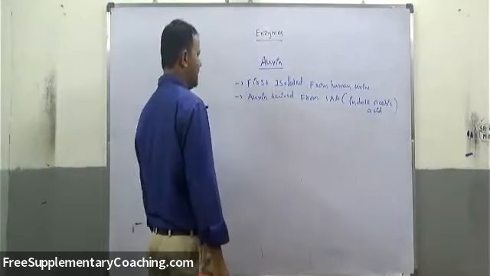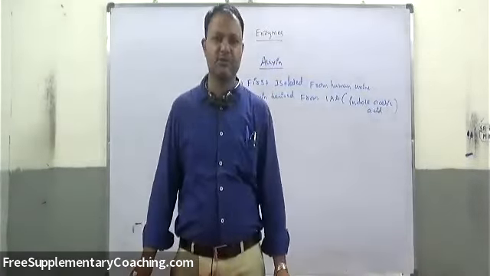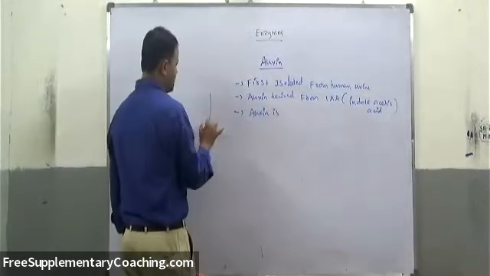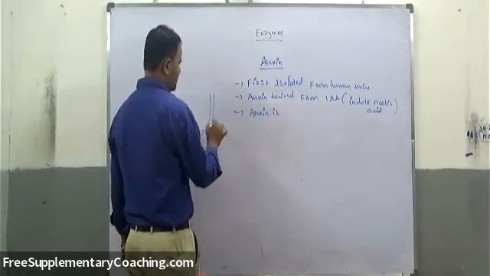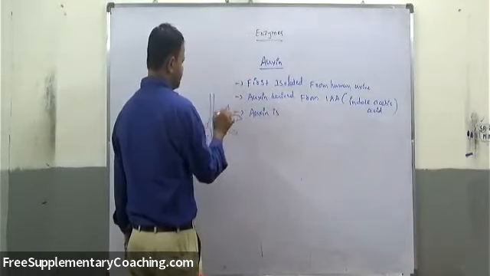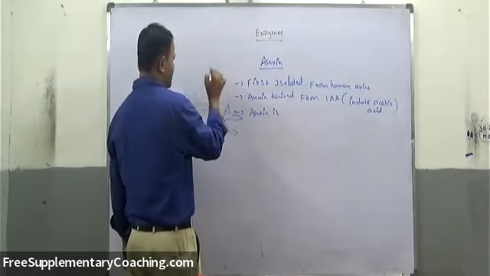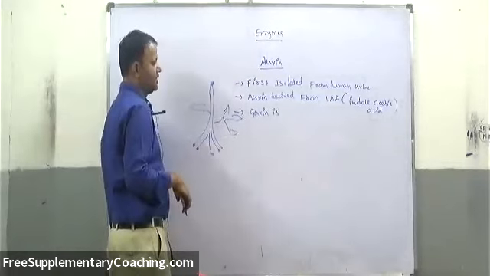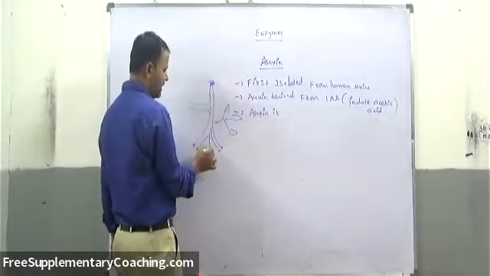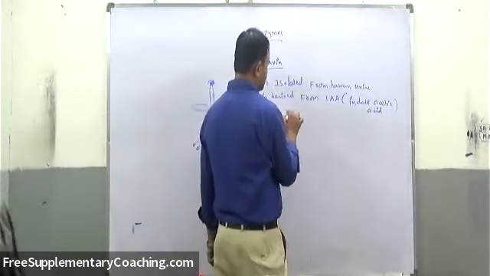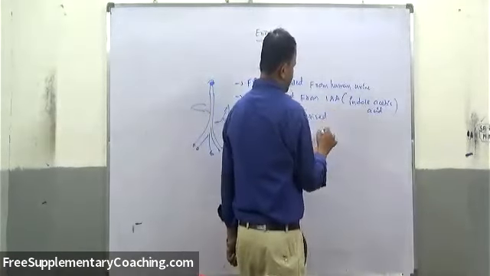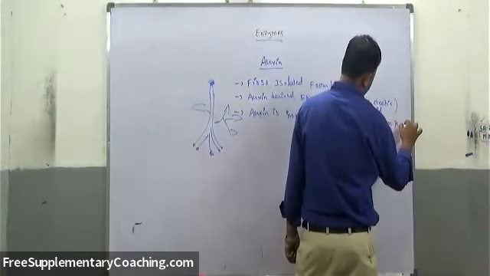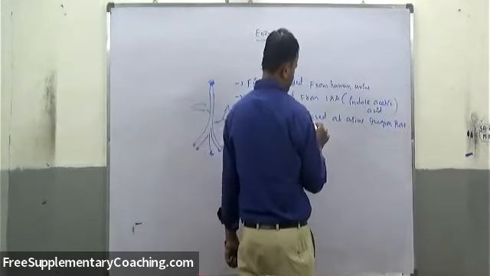Then this auxin is mostly synthesized where? In the apex region of the root and shoot. For example, these are the roots, these are the branches, this is the shoot apex region, and these are the root apex regions. So auxin is synthesized at the apex region of the root or shoot.